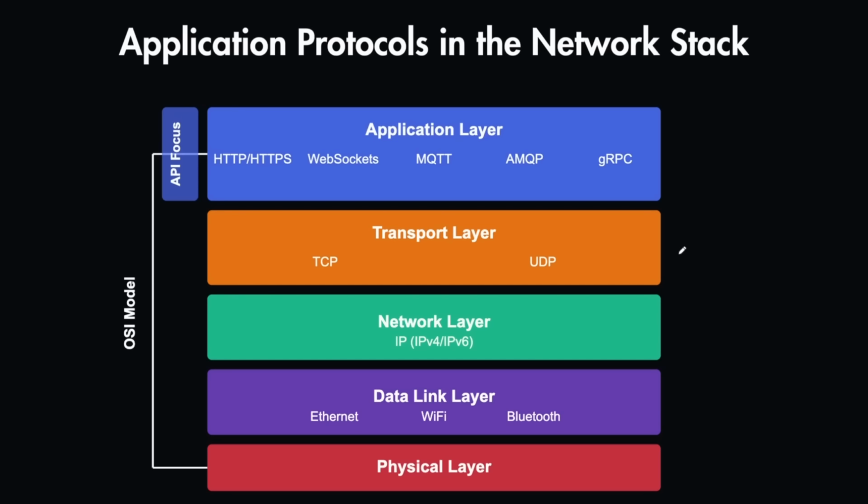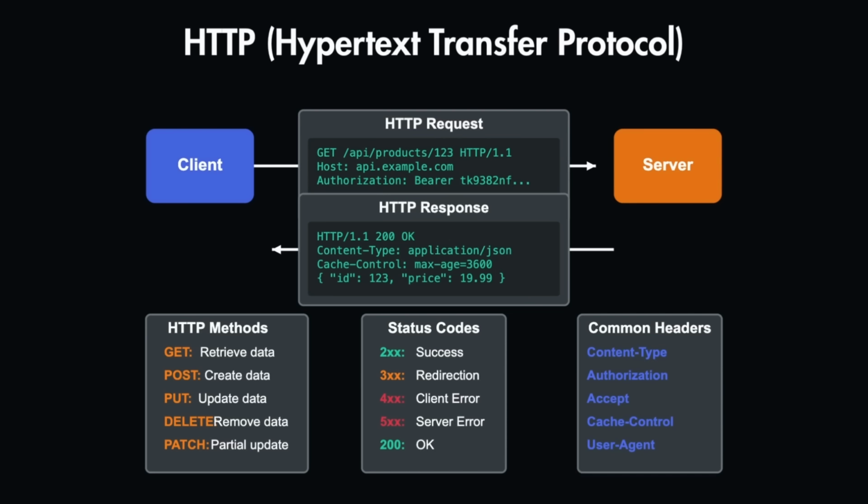Now below that we have many other layers like the network layer or data link layer or even physical layers, but when building APIs we are mostly concerned with the API layer protocols, which are HTTP, HTTPS, WebSockets and so on. The most common type of protocol and also the foundation of web APIs is HTTP, which stands for Hypertext Transfer Protocol. This is the typical interaction between client and server when they are interacting over HTTP.